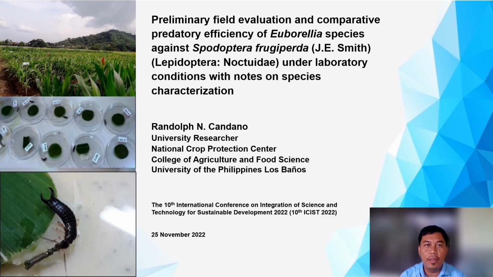A pleasant day, everyone. My name is Randolph Candano, and I will be presenting the results of our study entitled Preliminary Field Evaluation and Comparative Predatory Efficiency of Euborrelia species against Spodoptera frugiperda under laboratory conditions with notes on species characterization. I am a university researcher from the National Crop Protection Center, College of Agriculture and Food Science, UP Los Baños. This research study was conducted with the help and equally important contributions of my colleagues, namely Wilson Depanis, Mario Nabasero, Melissa Montecalvo, Joseph Manipol, and Marcela Nabasero.